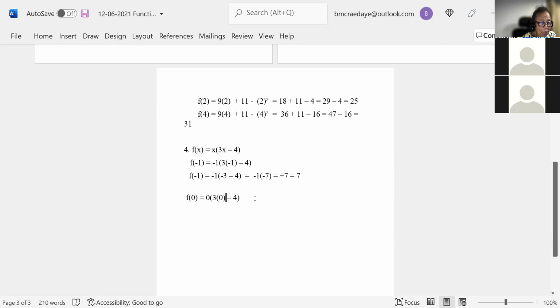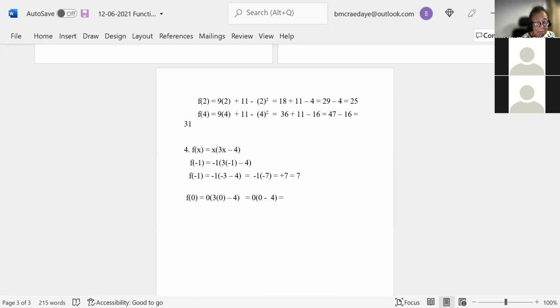All right. So what's 3 times 0? So I got a 0 outside the paren. Inside the paren, 3 times 0 is what, Latoya? 0. That's right. Any number times 0 is 0. So that's 0 minus 4, right? And what's 0 minus 4?